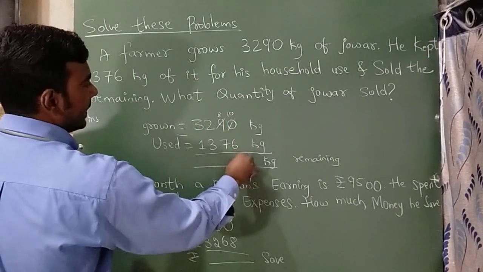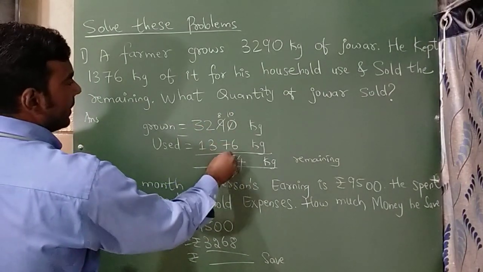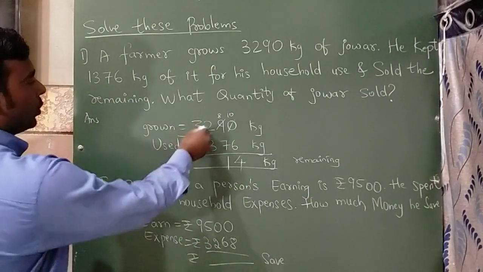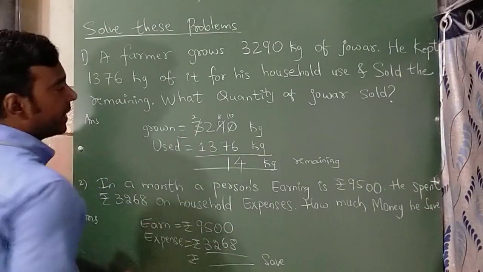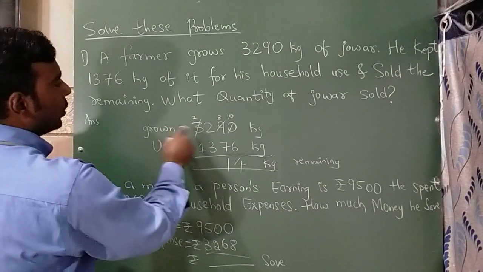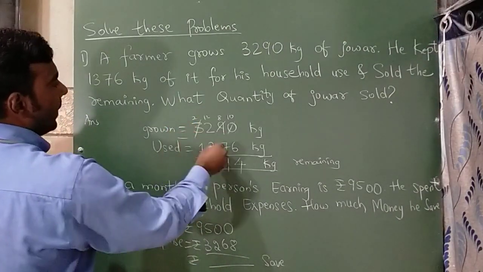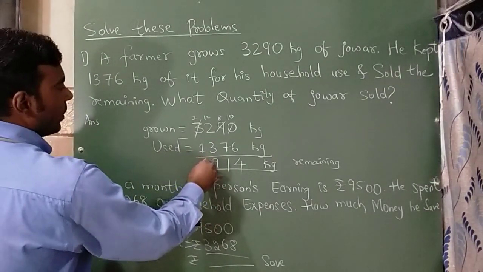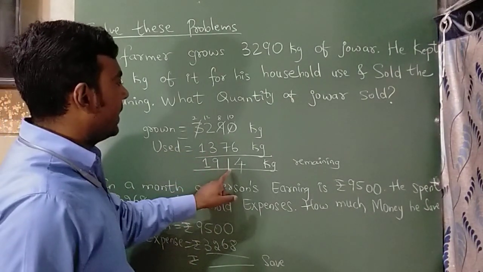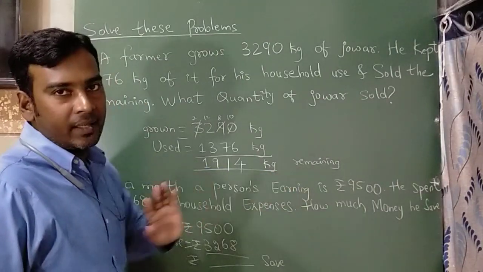So 10 minus 6 is 4, 8 minus 7 is 1, 2 minus 3, again it cannot be subtracted. So I am going to borrow. So this will become 1 less, that is 2, and this will become 12. 12 minus 3 is 9. 2 minus 1 is 1. So 1914 kg is remaining.